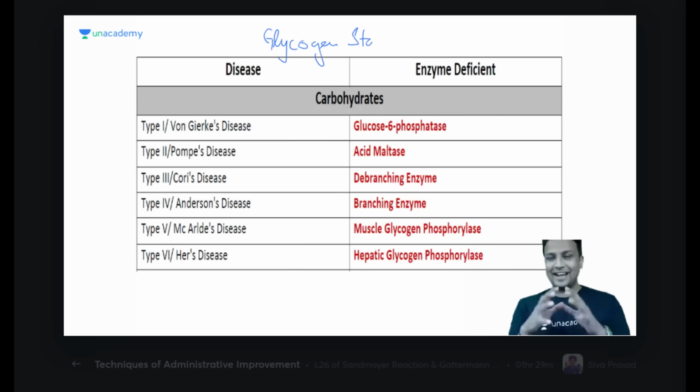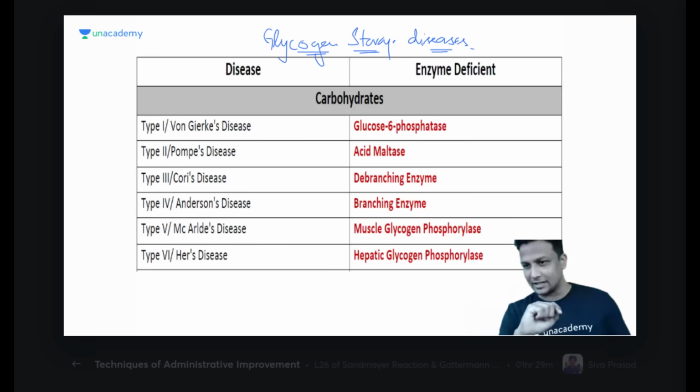Okay. Now, the glycogen storage diseases here right now, sir. Welcome to the glycogen storage diseases. Type 1, 2, 3, 4, 5, 6. You have to remember the name of the glycogen storage disease along with the enzyme deficient.